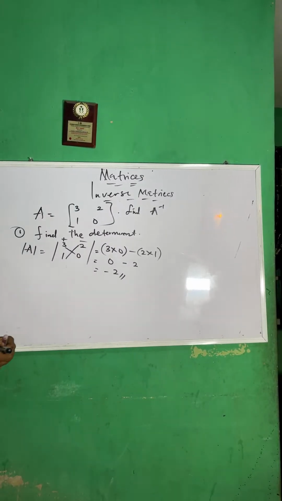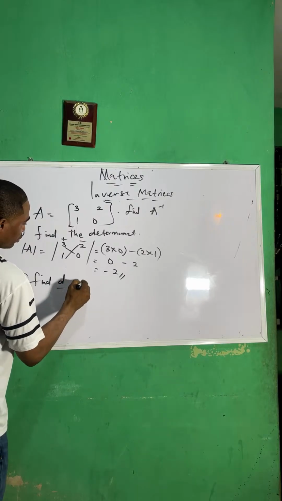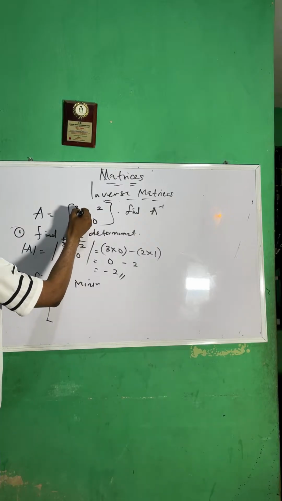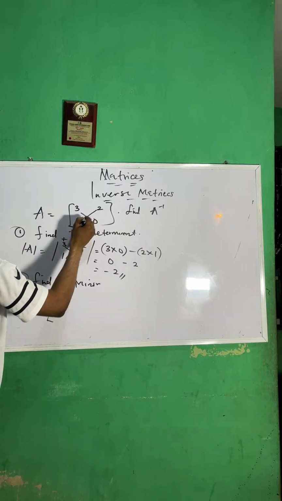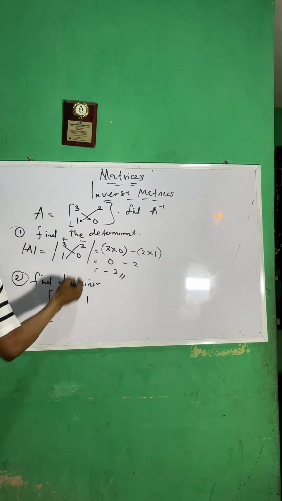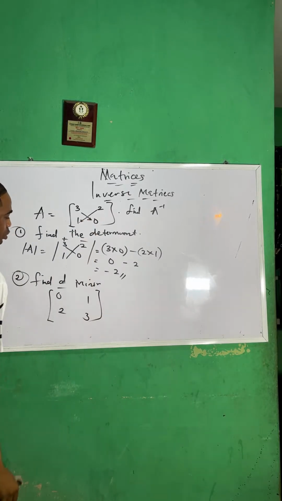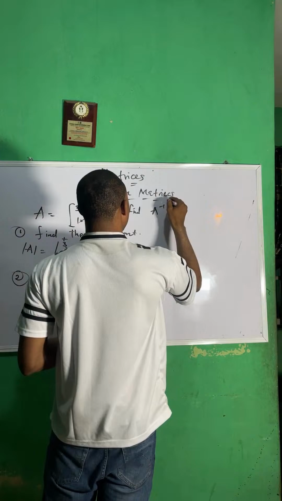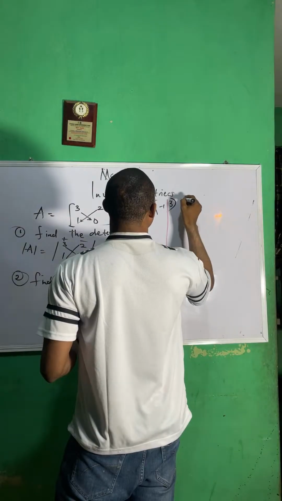So let's move on. Here is the determinant. Then the second rule is to find the minor. The minor of 3 is 0, the minor of 2 is 1, the minor of 0 is 3, and the minor of 1 is 2. Just interchangeably. The next thing we do is to find the cofactor.